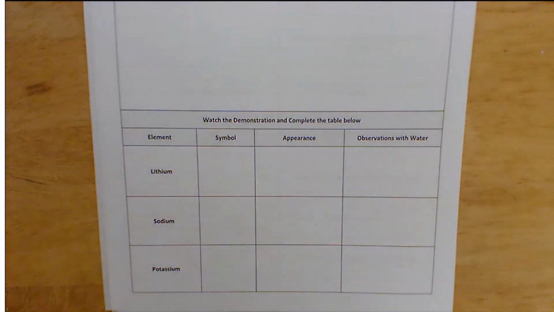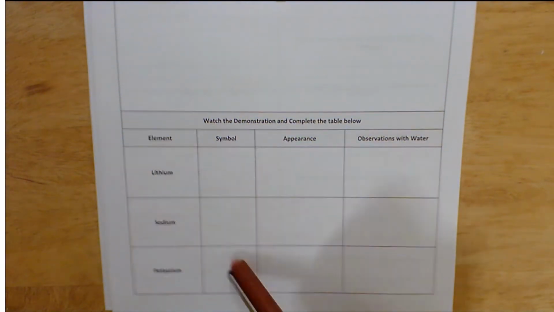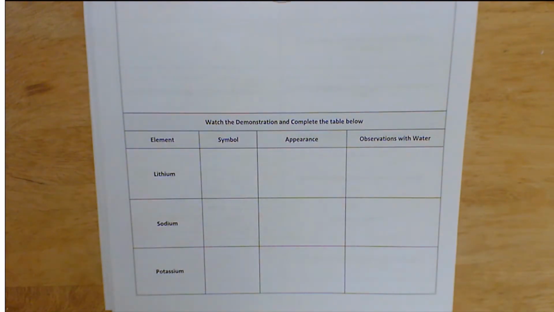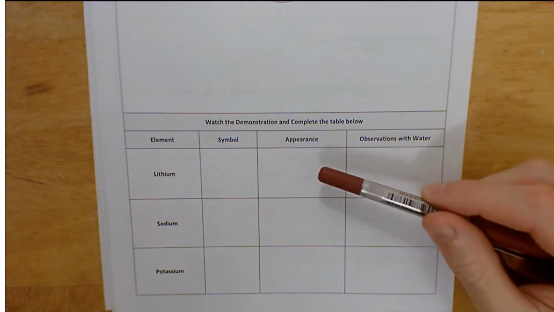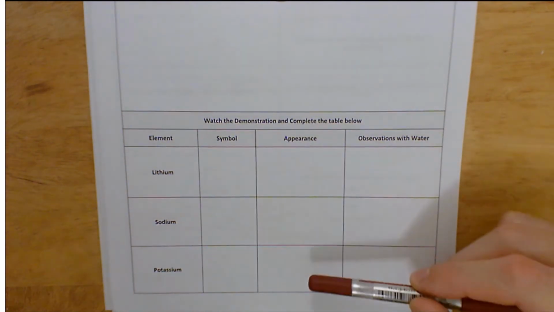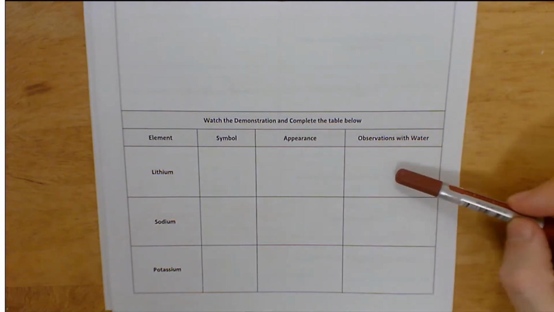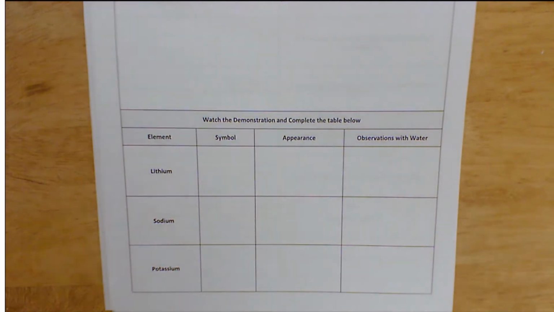Now, before we go over the bubble map, I want you to watch the demonstration of the reactions of lithium, sodium, and potassium with water. You can use the periodic table to fill in the symbols for these 3 alkali metals. I want you to watch the videos to take down their appearance of these 3 alkali metals and your observations of their reactions with water.